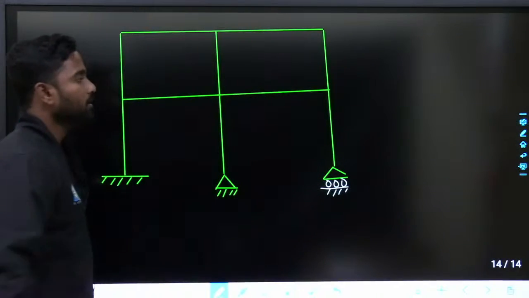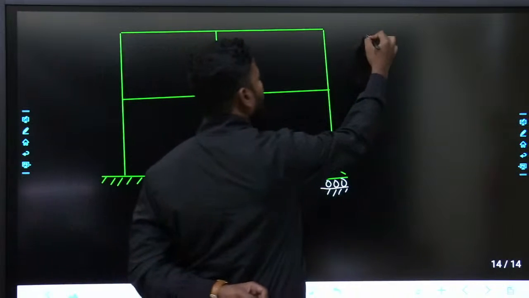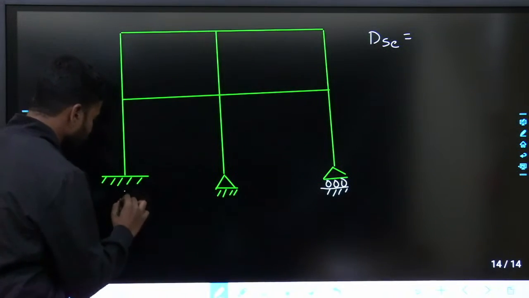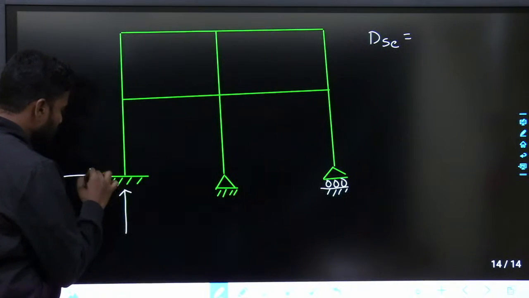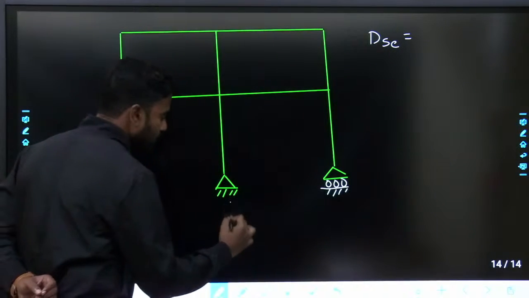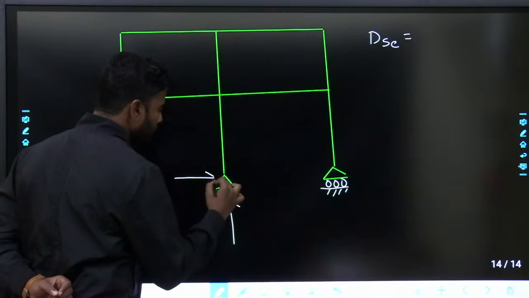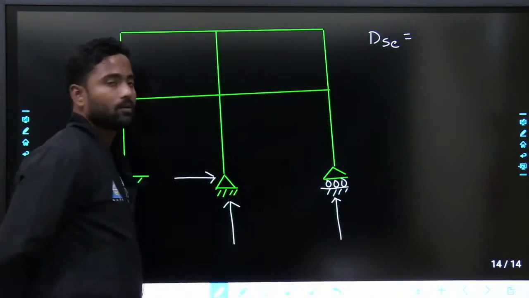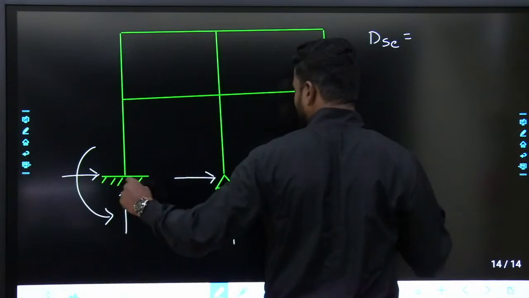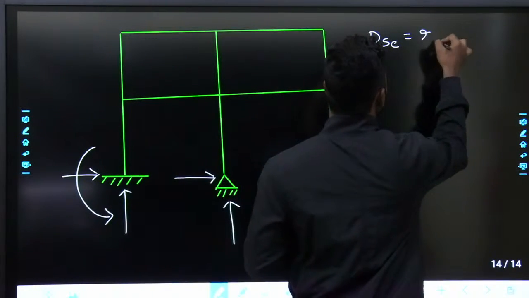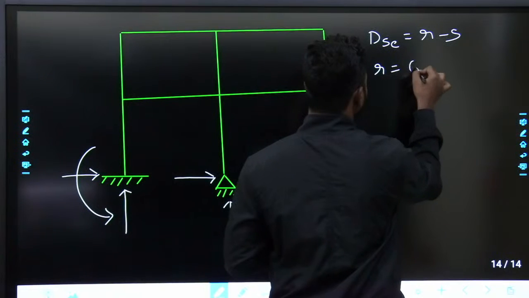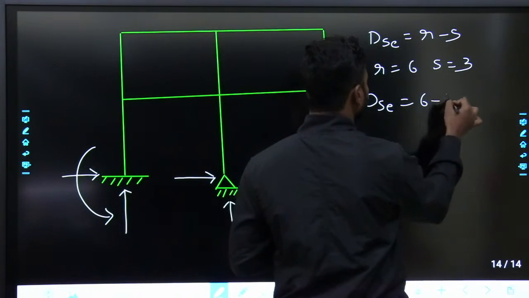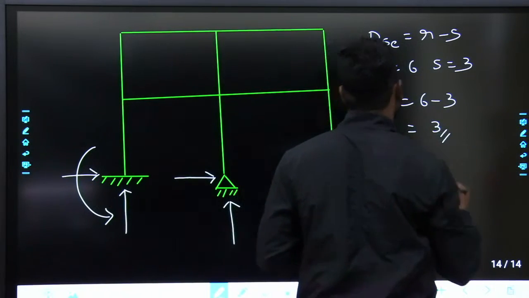Now if you see DSE, external indeterminacy, how will you calculate? 1, 2, 3, and this one is 1, 2, and here the roller support 1. So it is 3 plus 2, 5 plus 1, 6. DSE is equal to R minus S, where R is equal to 6 and S is equal to 3. DSE is equal to 6 minus 3, that is equal to 3. Fine, DSE we found out.